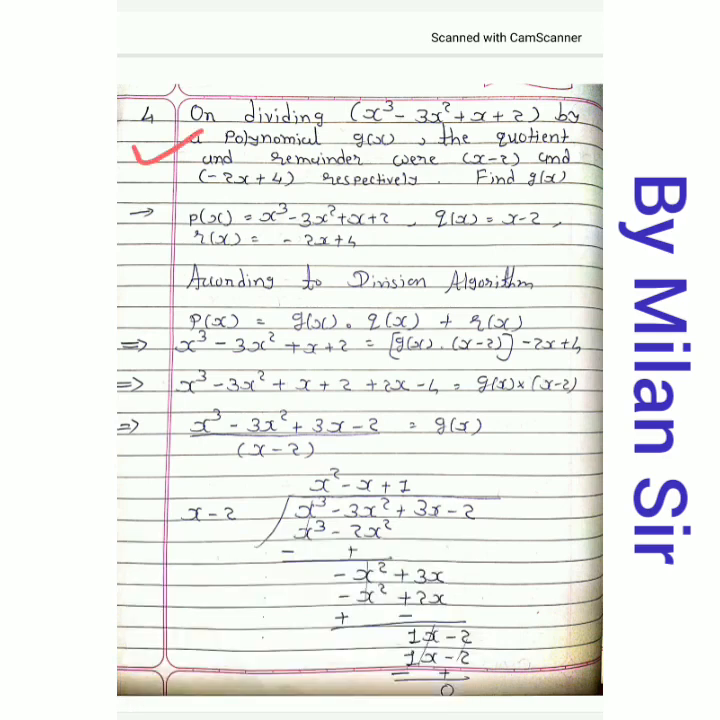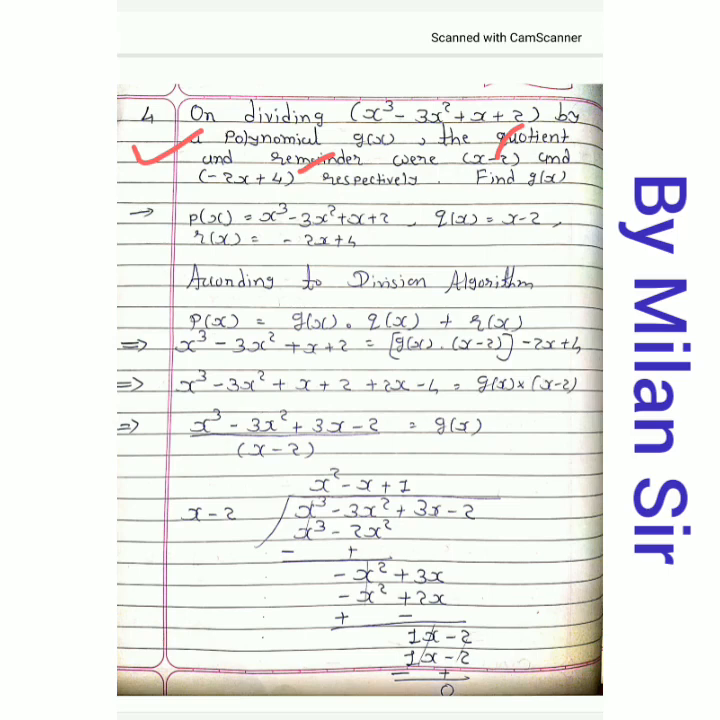On dividing x cube minus 3x square plus x plus 2 by a polynomial g of x, the quotient and remainder were x minus 2 and minus 2x plus 4 respectively. Find g of x. Now respectively means in sequence wise, means our first answer is a quotient and second answer is our remainder. We need to find here g of x.